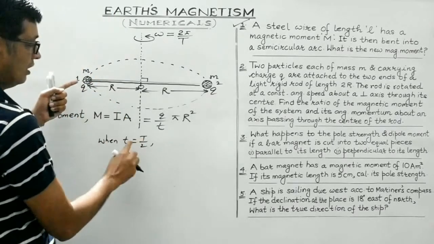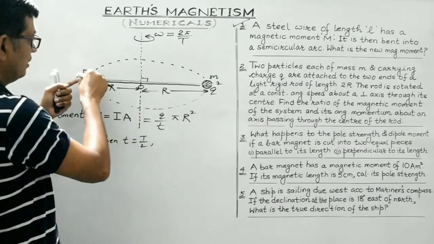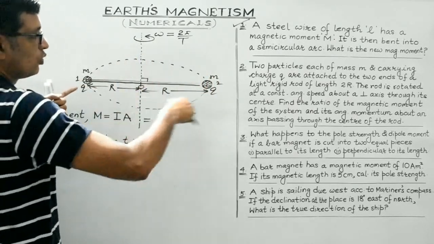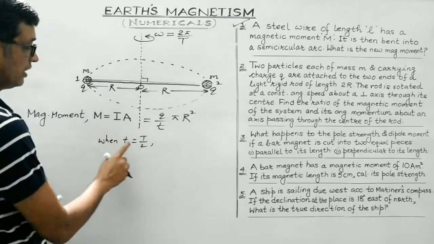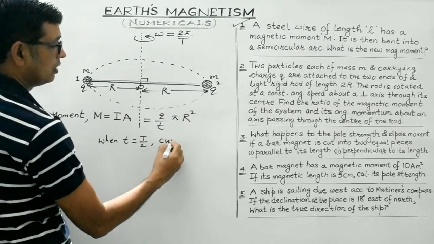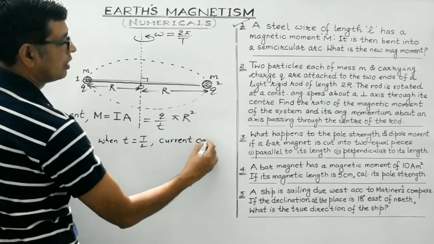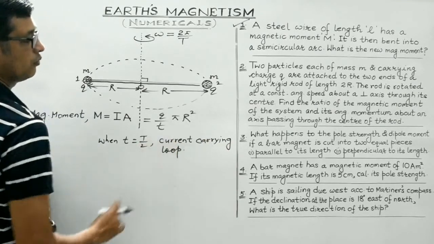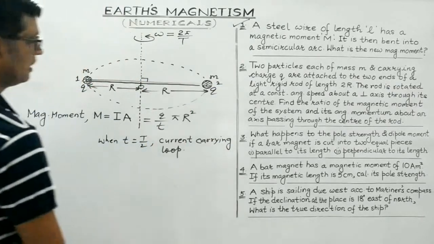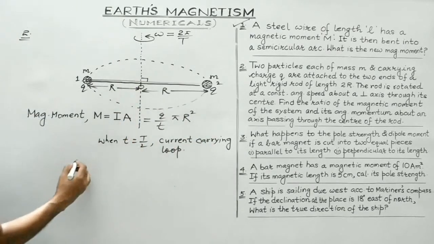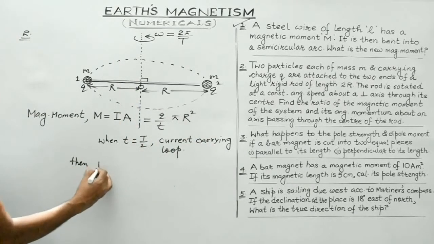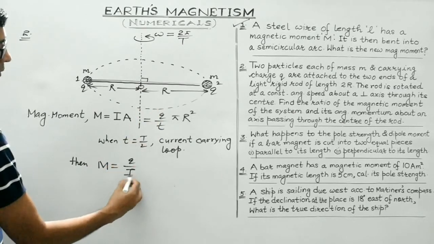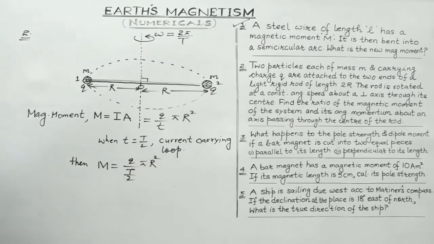Why? Because after half time period, this charge will move on to this place and this charge will move on to this place. So it will constitute a current carrying loop. Clear? So when t equals T by 2, it will constitute a current carrying loop. One complete rotation will get completed. Then the magnetic moment will be equal to q divided by T by 2, into pi r square.